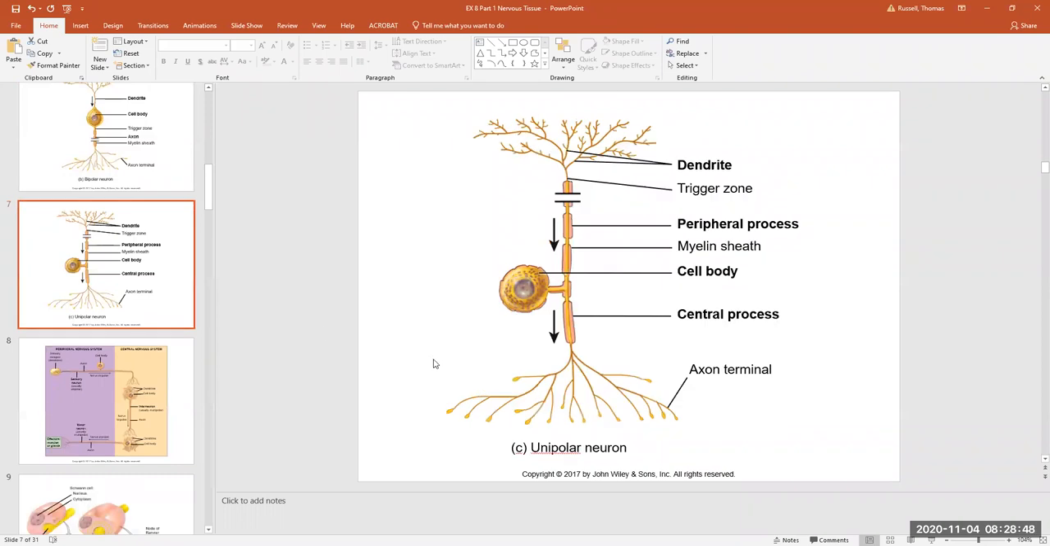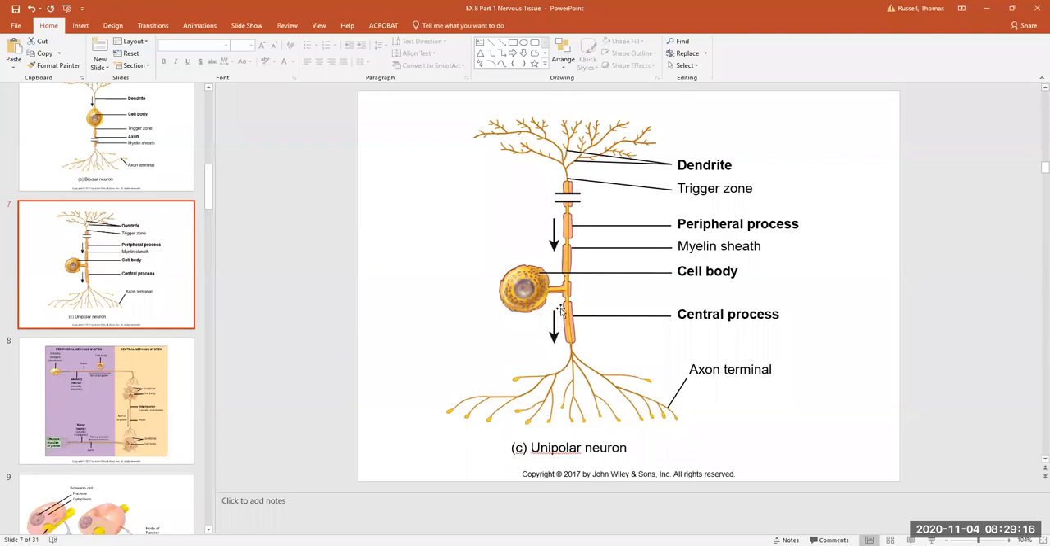The last neuron is called a unipolar neuron. And this neuron is called unipolar because it really only has one extension off the cell body, right here. This one extension leads into a modified fiber. At one end, we have what we call dendrites. At the other end, we have the axon and the axon terminals with the synaptic end bulbs.